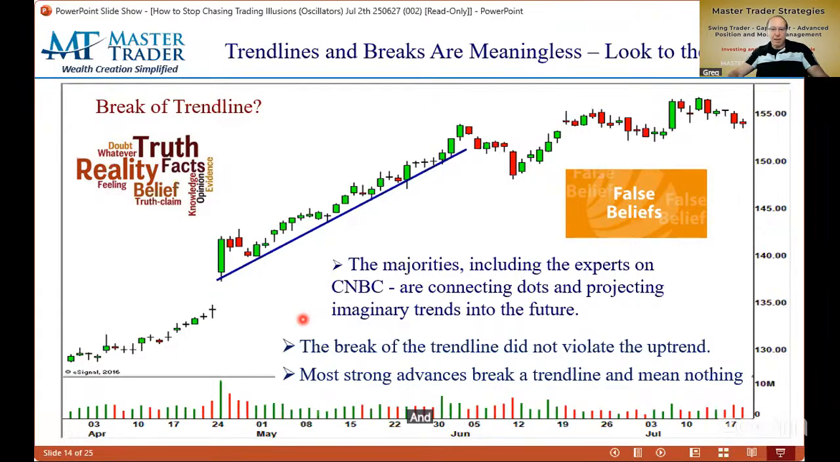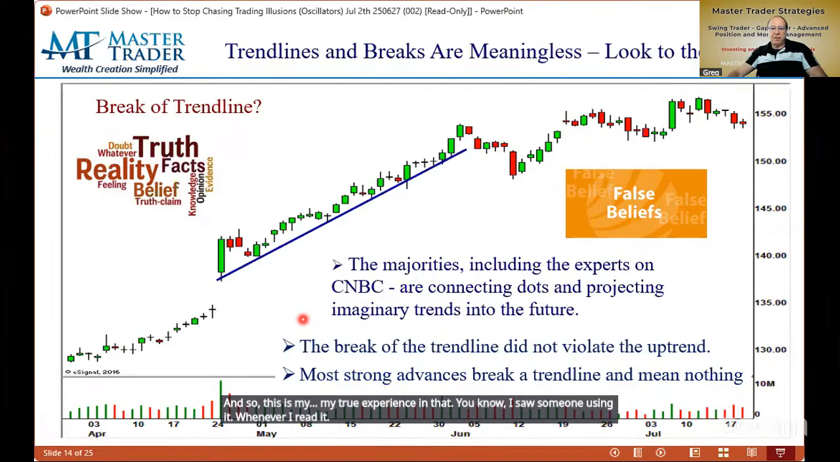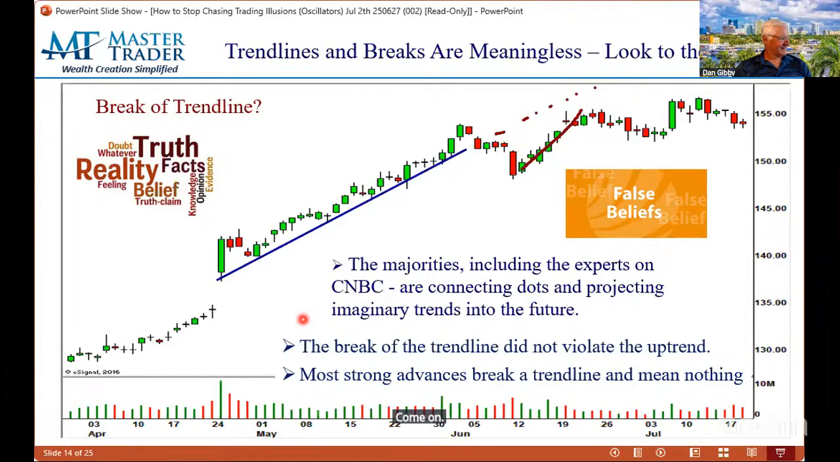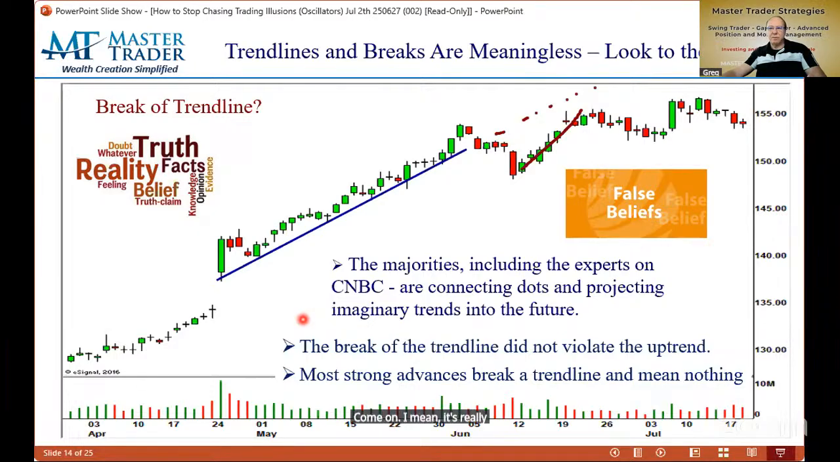And so this is my true experience. I saw someone using it, and it's like, okay, here's the break. It's violated the trend. And I saw the same thing, and it's like, what the hell? How did it go back up again after it violated this line? When you think about this, if I connect these dots and I project it into the future, that's now going to be support or resistance? Come on. It's really like snake oil salesman stuff.